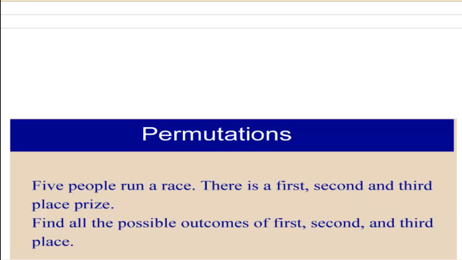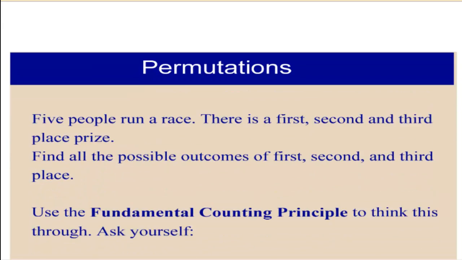The way we're going to approach this problem is we're going to think in terms of the fundamental counting principle, because the fundamental counting principle allows us to look at multiple events and figure out the number of outcomes for each event, and then we combine those in order to figure out the total number of possible outcomes. So how do we combine them? What operation would we use? Multiplication, right?